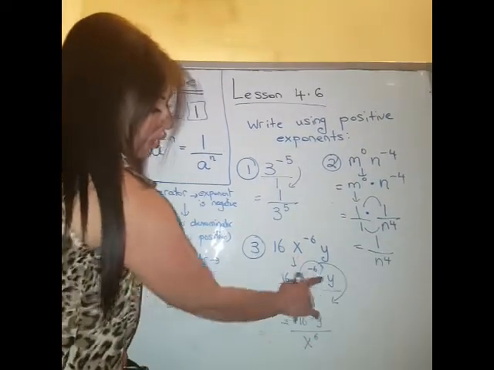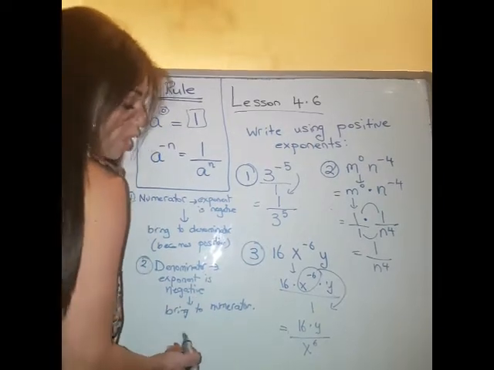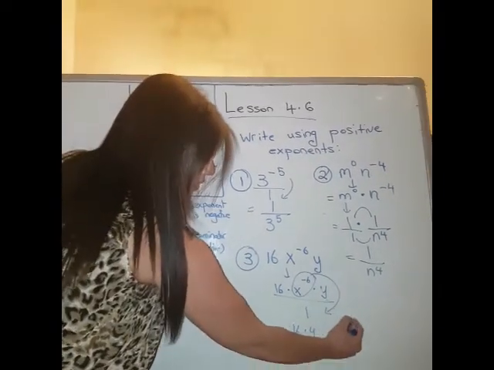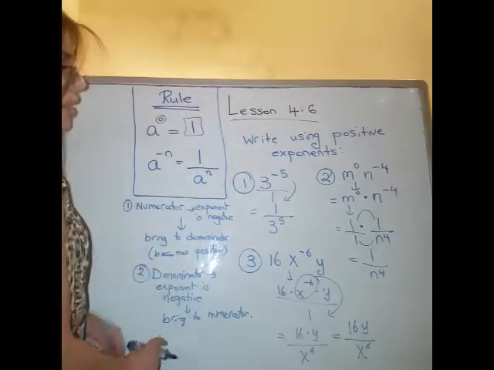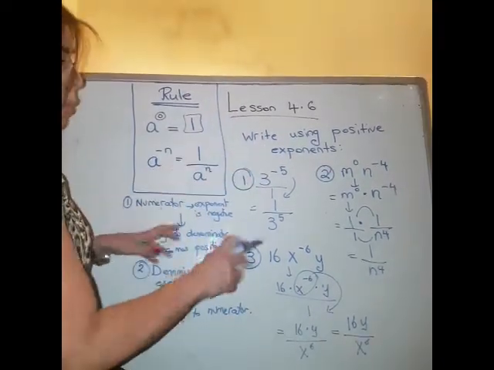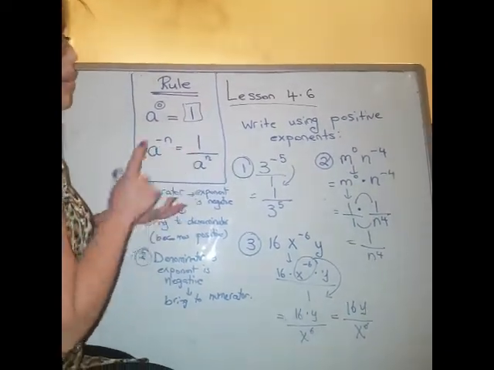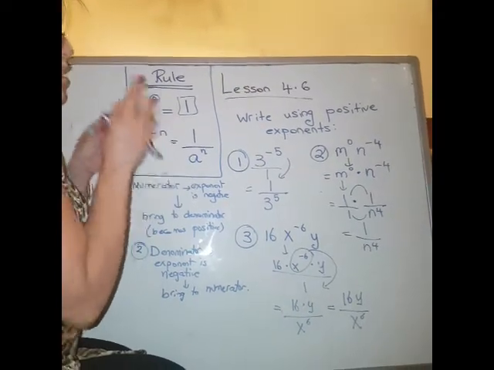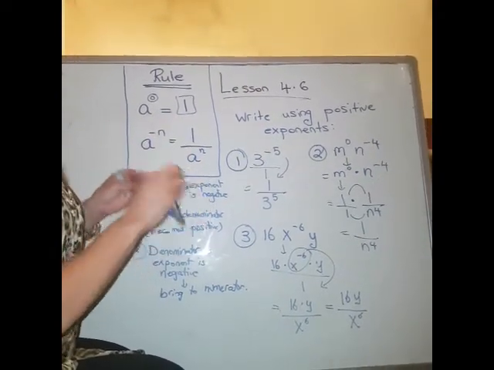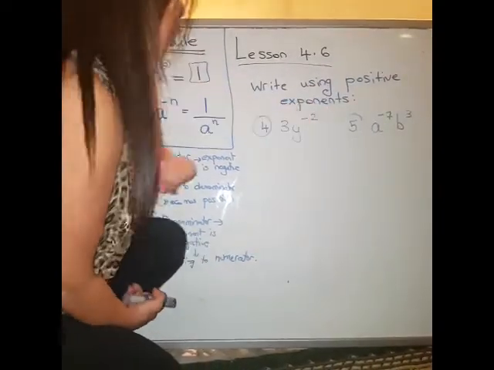I leave the rest as they are as long as they do not have negative exponents. So actually my answer is 16y over x to the power 6. Why did I ask you to separate them? To open them up for you to see where the negative exponent is, to which variable, where is the 0 exponent, so that you know exactly how to solve each step. We're still writing using positive exponents.